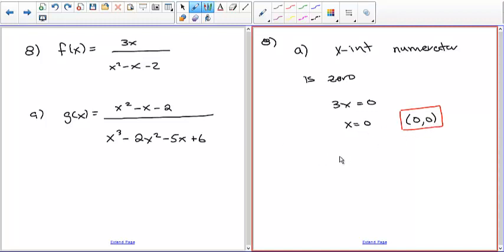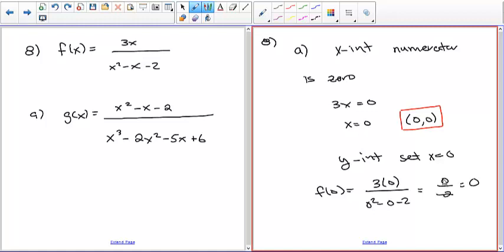So for the y-intercept, you set x equal to 0. So we're going to do f of 0, which is 3 times 0 over 0 squared minus 0 minus 2, which is 0 over negative 2, which is 0. So my y-intercept is x equals 0, y equals 0. So that's what we thought it was going to be. It's going to be the origin. Okay, next.